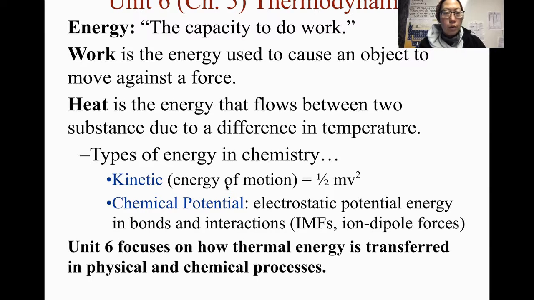There are two types of energy, kinetic and chemical potential. So we have the energy of motion, and then we have the electrostatic attractions and repulsions in bonds and interactions like IMFs. So Unit 6 is going to focus on how thermal energy is transferred in physical and chemical processes.